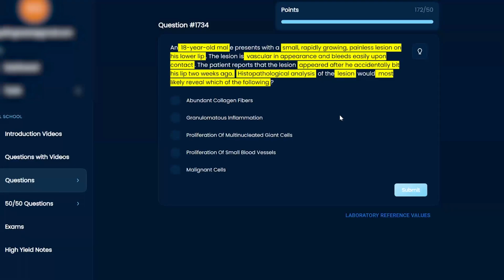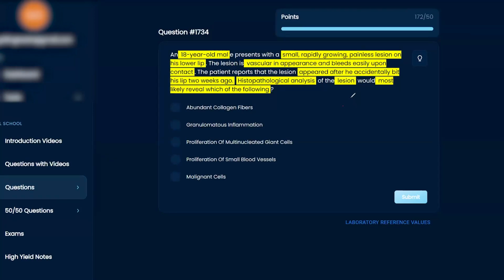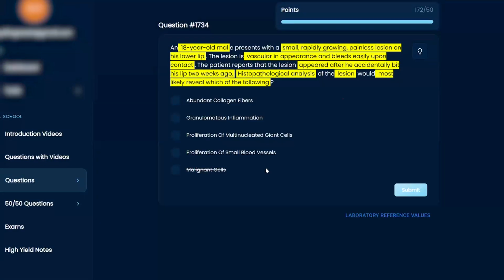Okay, well, I thought I had a diagnosis until he said he bit his lip. And so now I'm just thinking it's going to be a regular bite injury, and there was damage there. At first I was thinking this is going to be, and this is super rare I guess, squamous cell carcinoma of the skin. And so I don't think that's going to be there anymore, so I'm going to take away malignant cells. Right now my answer choice is abundant collagen fibers.